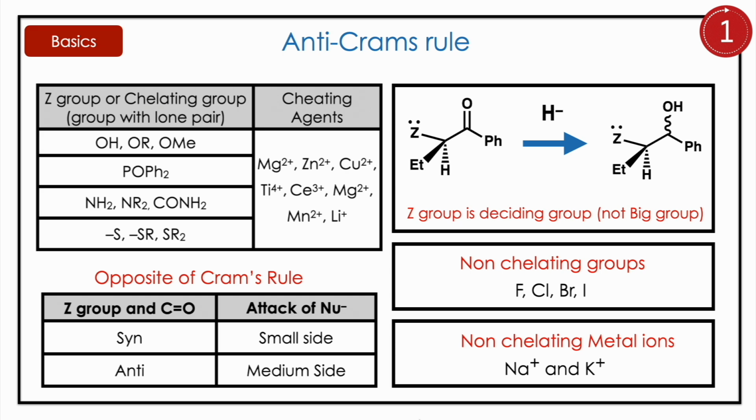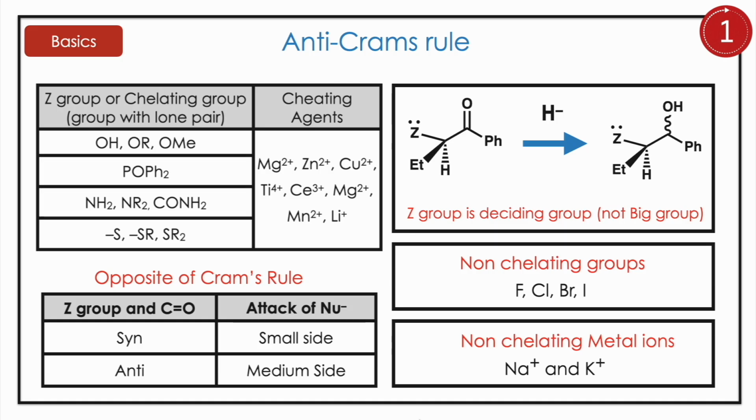Then we will see the condition for anti-Cram's rule. At the alpha position, you have either oxygen, phosphorus, nitrogen or sulfur. All are lone pair containing atoms. Basically, they can coordinate with the metal. Chelating metals are magnesium, zinc, copper, titanium, cerium, manganese, lithium. So you should know the ligand, the metal and the chelation possibility. Here the non-chelating groups are the halogens: chlorine, bromine, iodine. Some of the metals also cannot hold the chelation because of their smaller size, for example sodium and potassium. So you should know the exceptions.